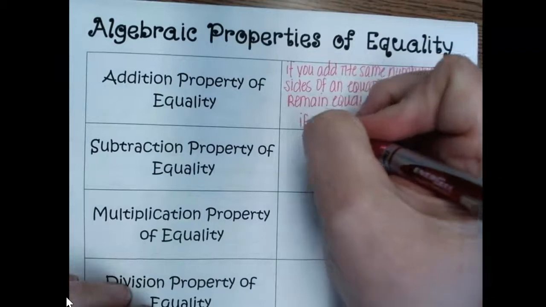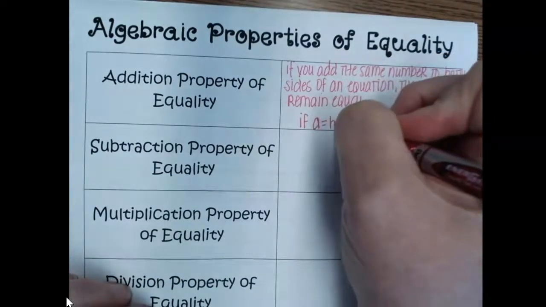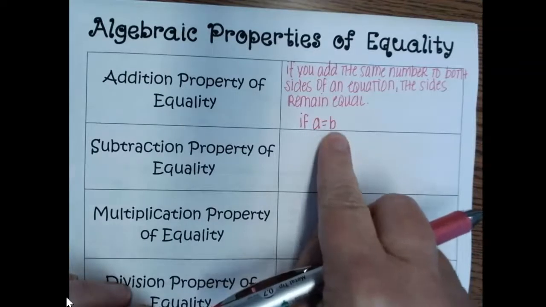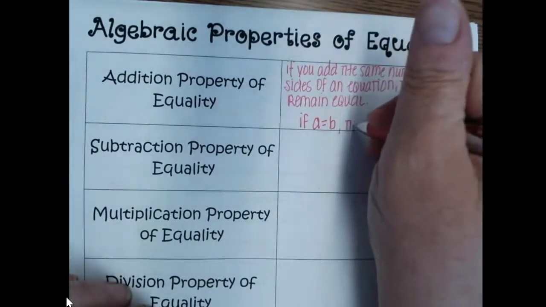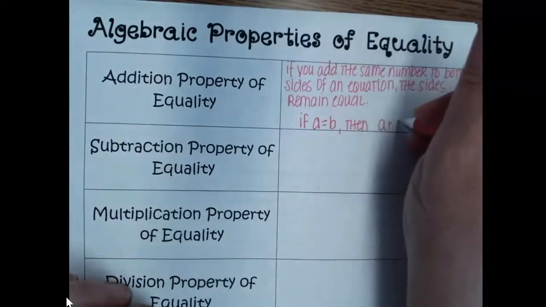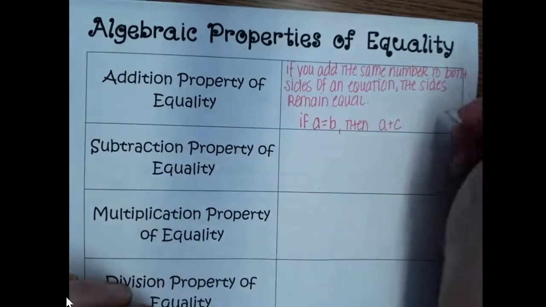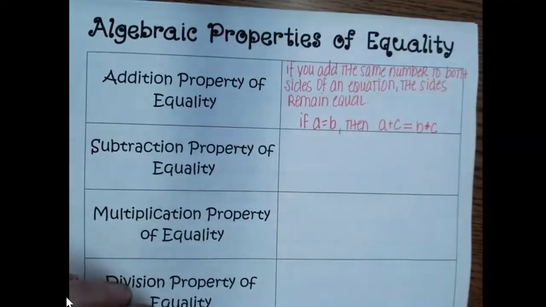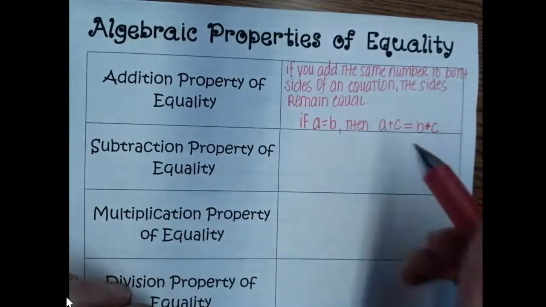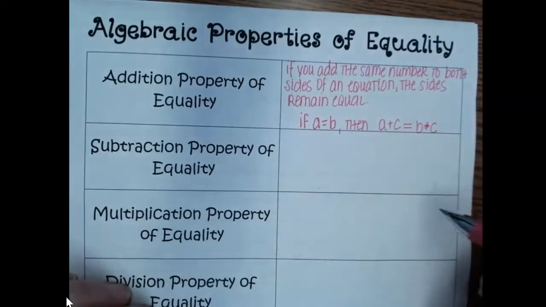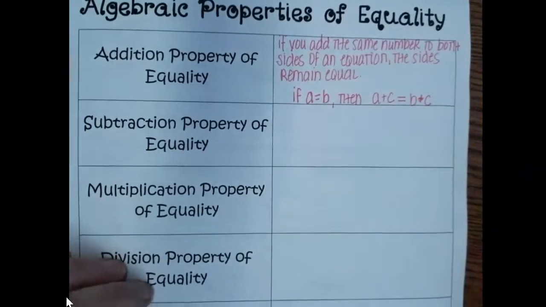We have if A equals B. So we're saying if the left side equals the right side, then if I add C to A and I also add it to B, they will remain equal with each other. Okay? So if you add the same thing to both sides, so I added C to both sides, they remain equal. That's your addition property of equality.